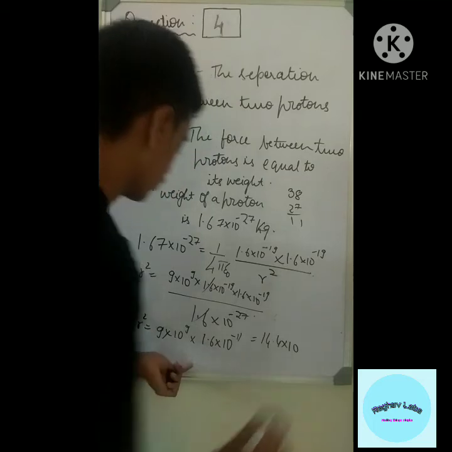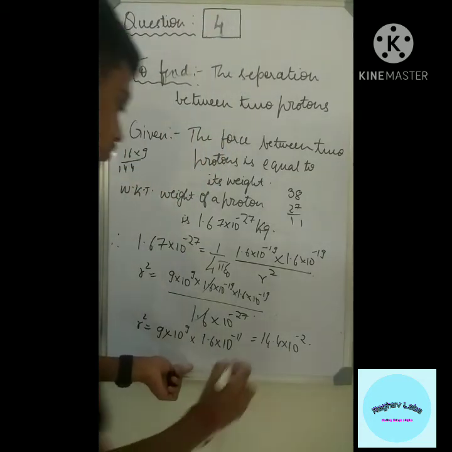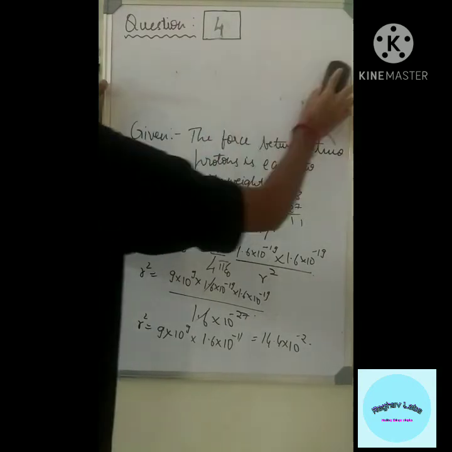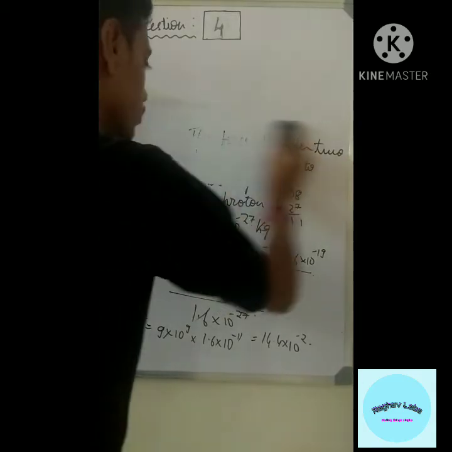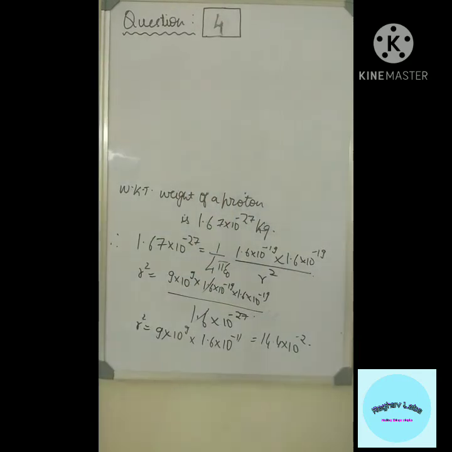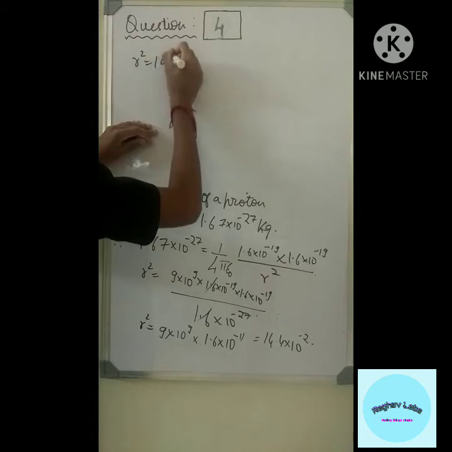14.4 into 10 to the power of minus 2, if I am not wrong. So if we take the square root of this, we get the value almost to be 0.119, if I'm not wrong. Yes, the value is 0.119.